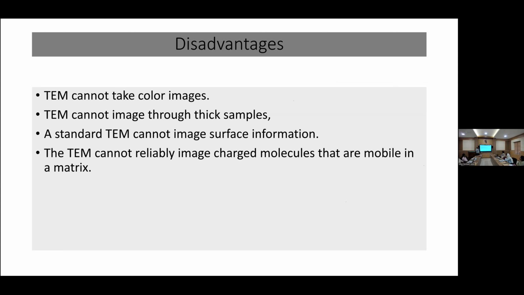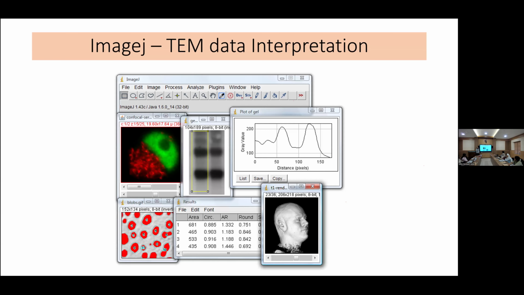So these are some disadvantages. It cannot take color pictures because we are not using light. Color depends on the light, so it cannot take color images. We cannot analyze thick samples. Sample preparation is very difficult. So these are the things.